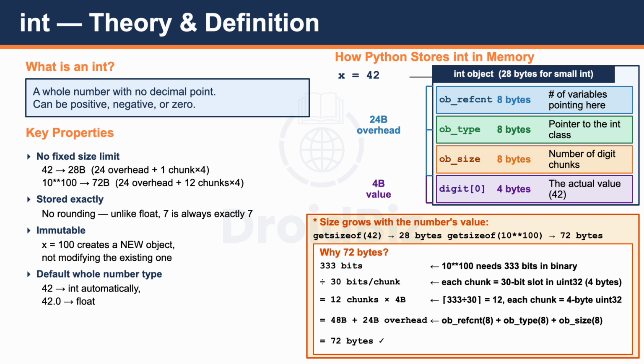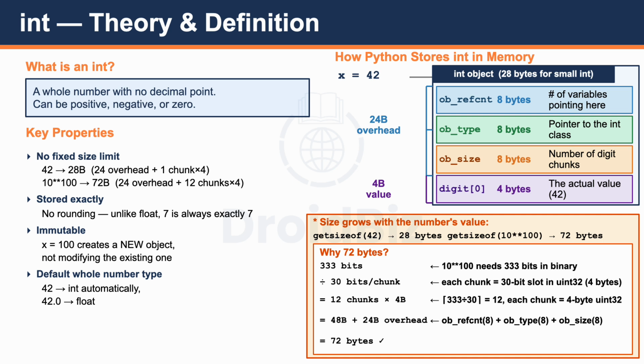When you write x equals 42, Python doesn't just store the number 42. It creates a full int object in memory with 4 fields. The first 3 fields make up the 24 bytes of overhead. First is object reference count, 8 bytes that track how many variables are pointing to this object. When that count hits 0, Python frees the memory automatically.